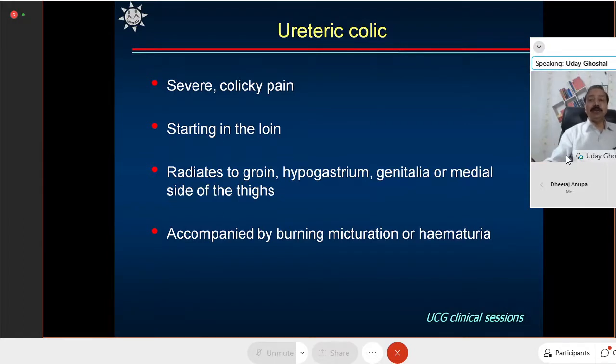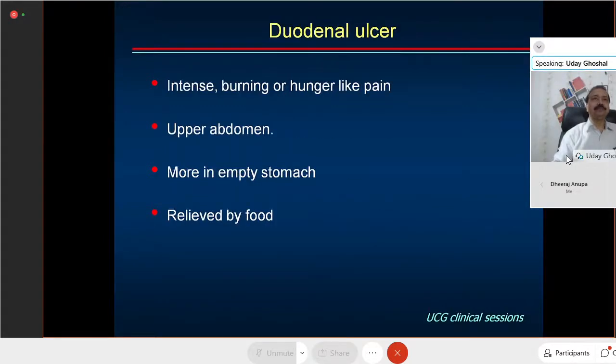And some patients may not even report to you that the pain is in the loin. He can say, my pain is in the scrotum and the medial side of the thigh. It may be because of a ureteric stone, and it may be accompanied by burning micturition and hematuria. So therefore, to localize the pain, you must ask for the associated symptoms.